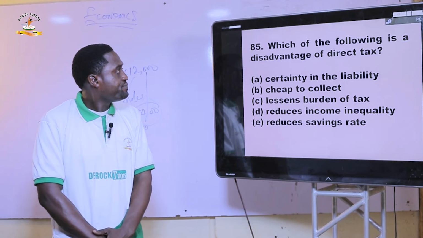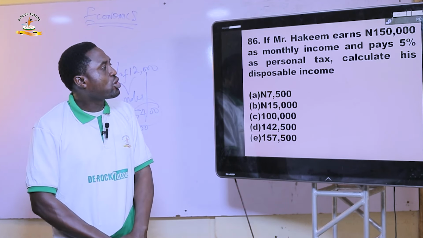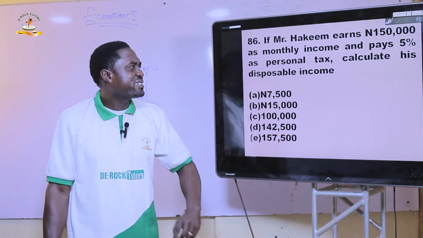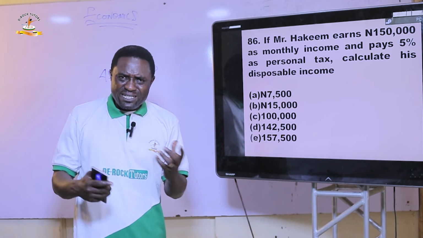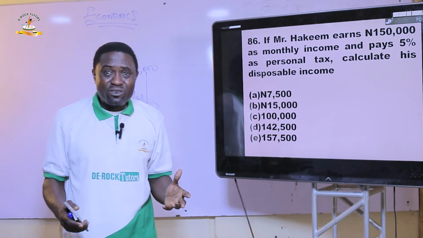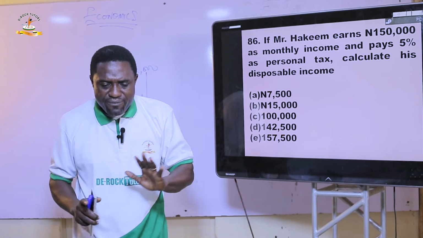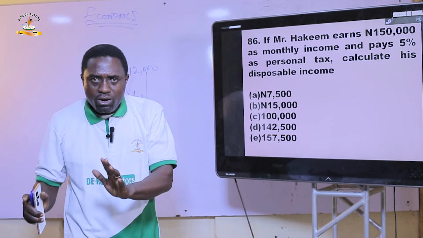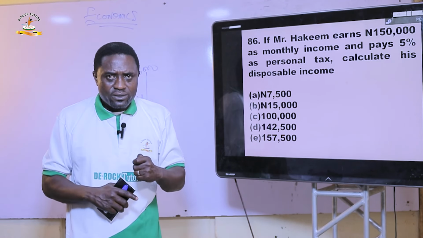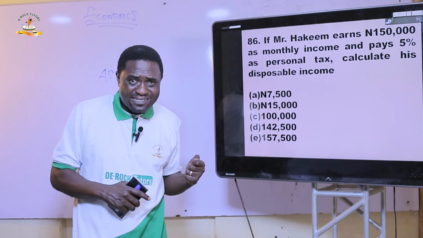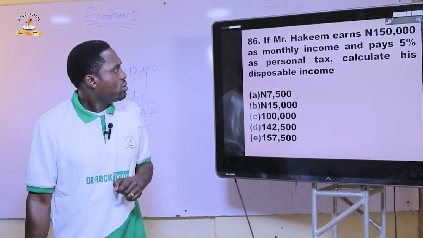The next question. If Mr. Akim earns 150,000 naira as monthly income and pays 5% as personal tax, calculate his disposable income. What is disposable income? The disposable income simply means your income that is left after tax. Your income that is left after tax. That means if you collect 1 million and they remove a certain amount of tax, what is left will be your disposable income. You understand? So let's check.